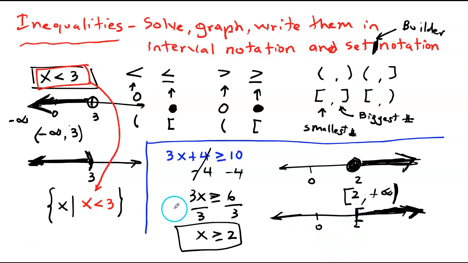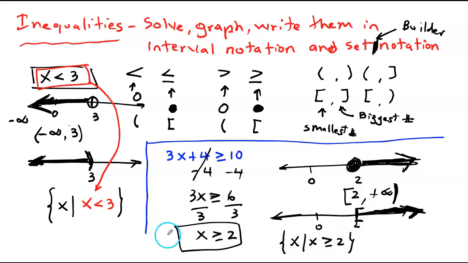Now let's do the set builder notation. My set builder notation starts with a brace. The set of all x such that, and I bring my inequality. X is greater than or equal to 2. Again, we start with the brace, the set of all x, and the bar is such that x is greater than or equal to 2. The set of all x such that x is greater than or equal to 2. And we're done. Solve, graph, interval notation, set builder notation.